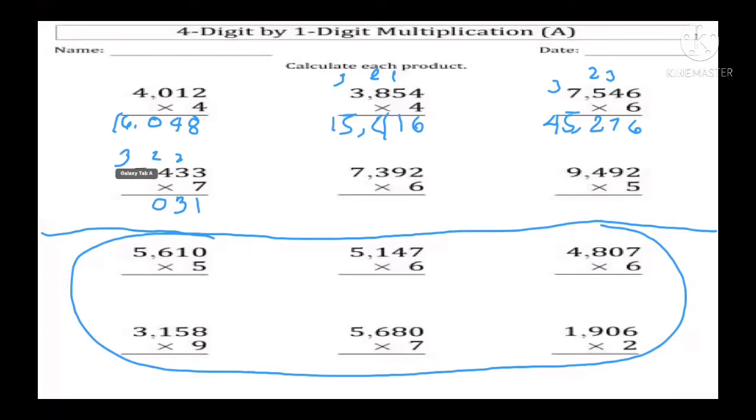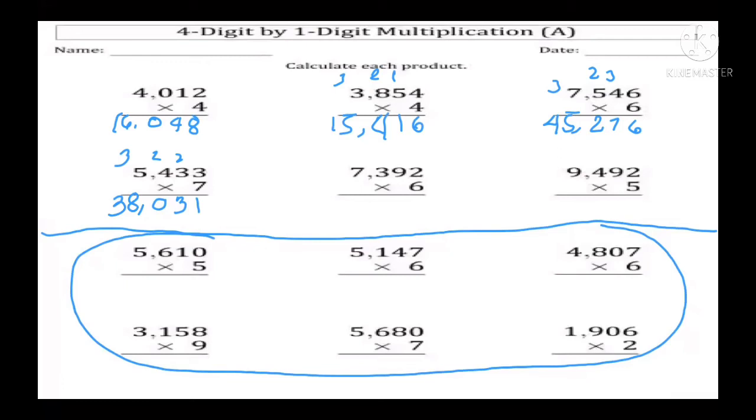7 times 5. 35, correct? 35 plus 3. 38. So we have the answer, 38,031. 38,031.